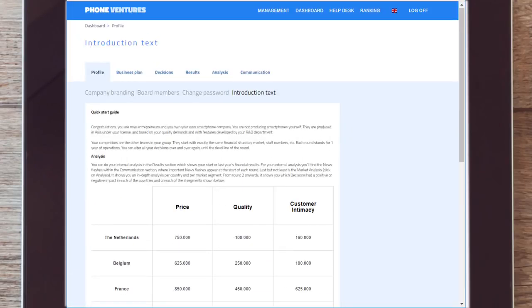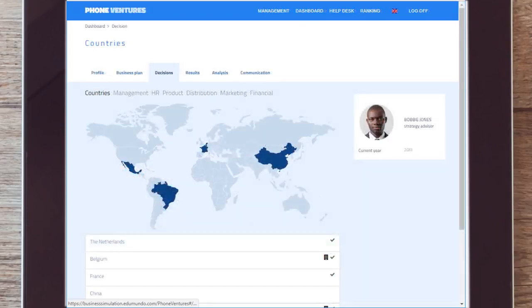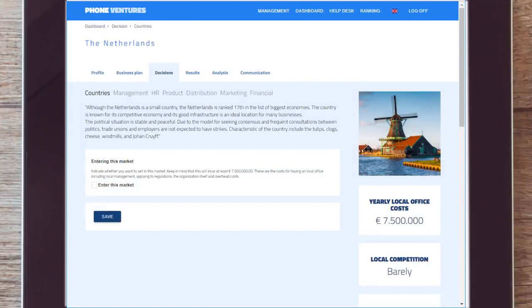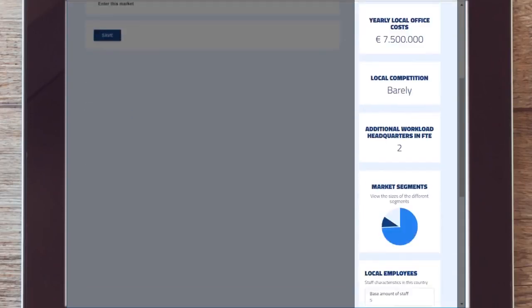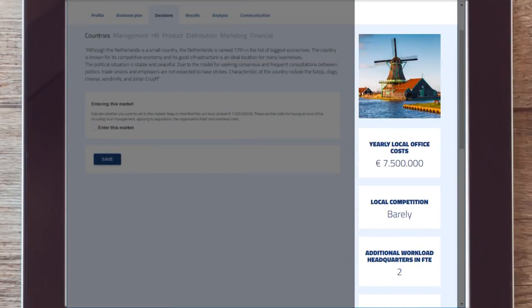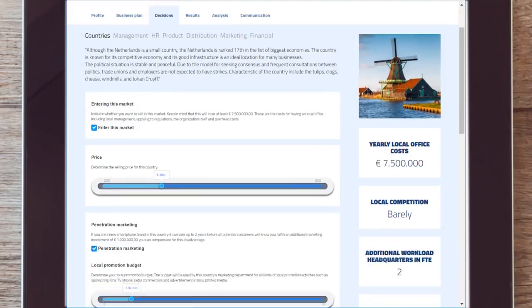Then it's time to implement your chosen strategy by making decisions on a variety of subjects. Go to the Decisions tab. First, choose a country in which you want to sell your smartphones. On the right side of the screen, analyze the company's local office costs, market segment sizes, local staff indicators, and Hofstede's cultural dimensions. Tick the box to enter the country and numerous decisions appear.